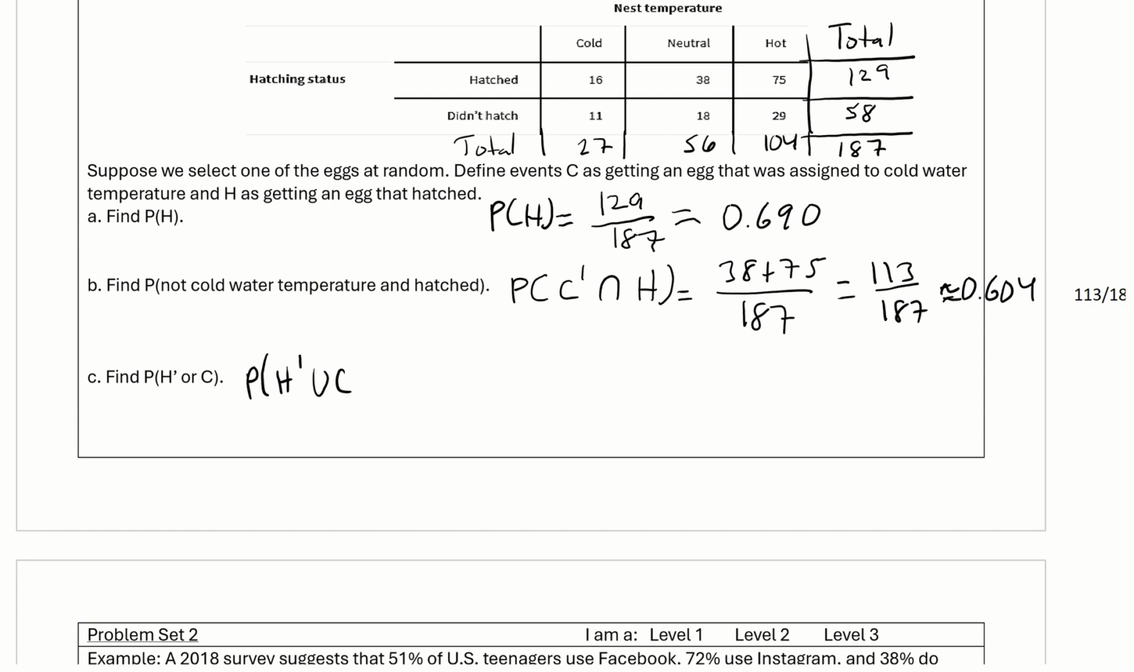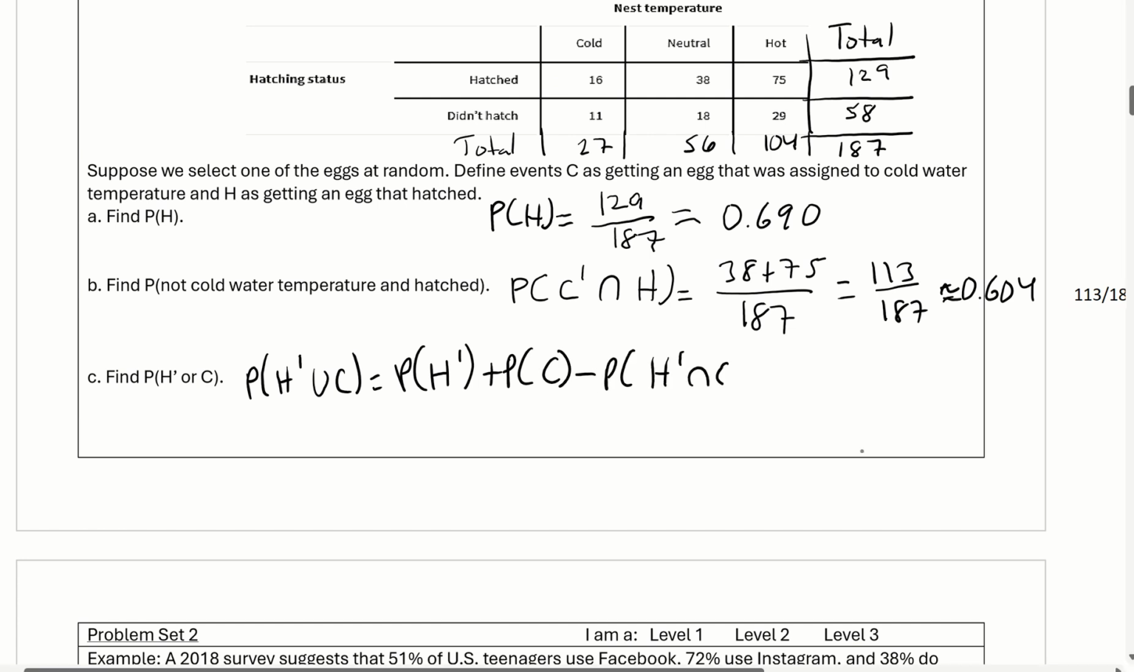All right. So now find the probability of H prime or C. So again, union C. So that's the general addition rule. Probability H prime plus probability of C minus probability of H prime and C. And we found the H prime and C right here. We found the probability of... we didn't find the probability of H prime, but we could do that. And we didn't find probability of C. Okay, so let's do that. The probability of H prime. So the probability of non-hatched eggs, that's 58 out of 187. The probability of cold, 27 eggs that are cold out of 187.